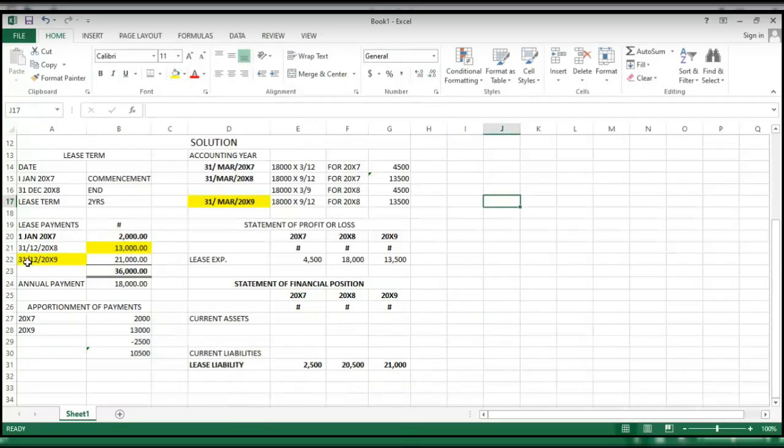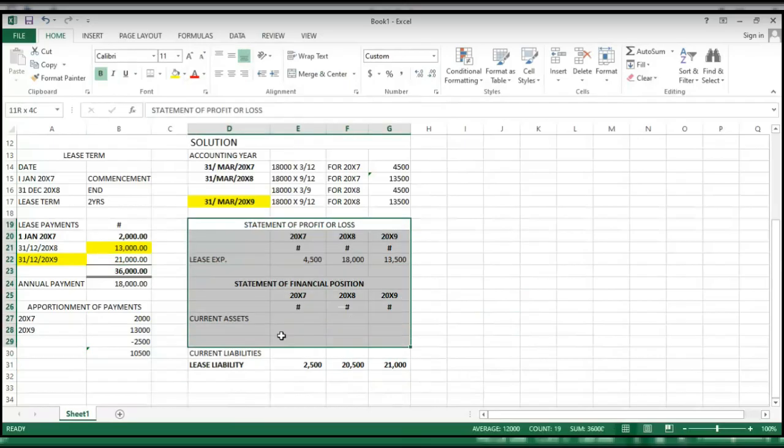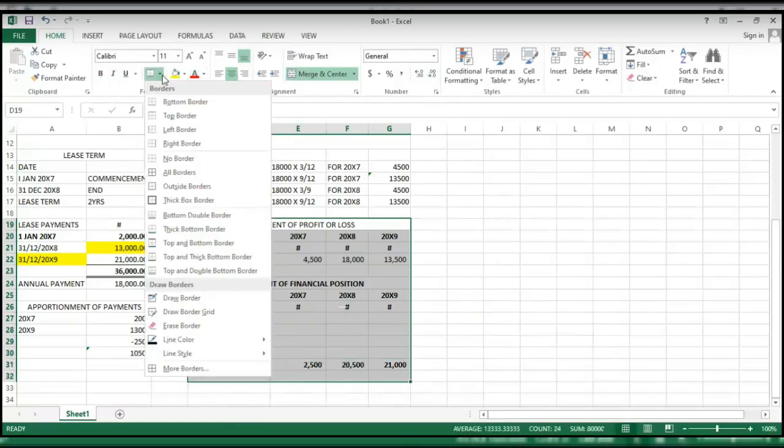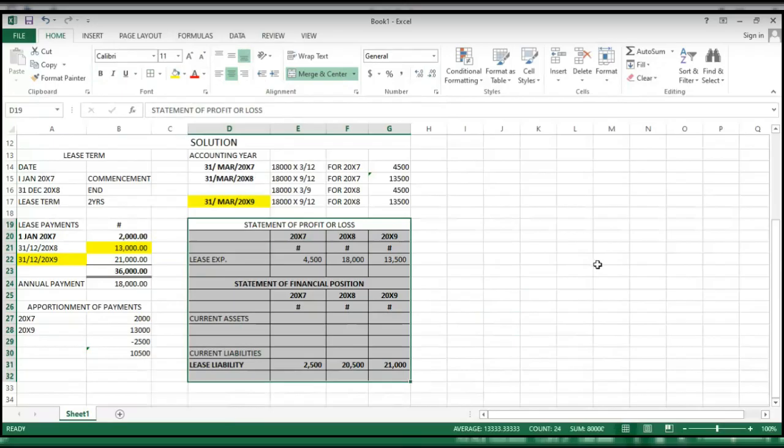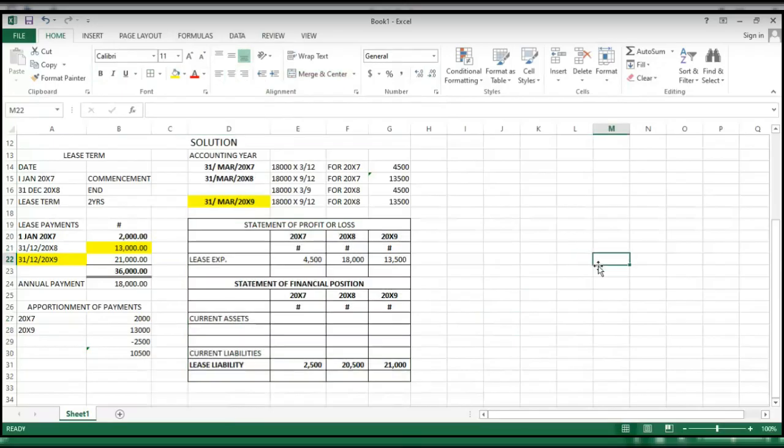Accounting year 20X10 begins on what? 1st April 20X9 and ends on 31st March 20X10. You can see, so 31st December 20X9 falls under the accounting year of 20X10, and that was when this balance of 21,000 was paid in the following year. But the financial statement of these 3 years that we are asked to prepare will look like this exactly. This is what the financial statement will look like.